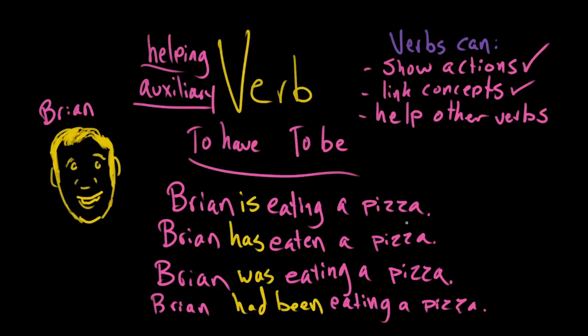Brian was eating a pizza, which means he was in the middle of eating a pizza when something happened. And finally, Brian had been eating a pizza. So he was doing it, and then he stopped at some point in time. And this is just the most basic introduction to helping verbs. So, verbs can show actions, verbs can link concepts, and verbs can help other verbs.